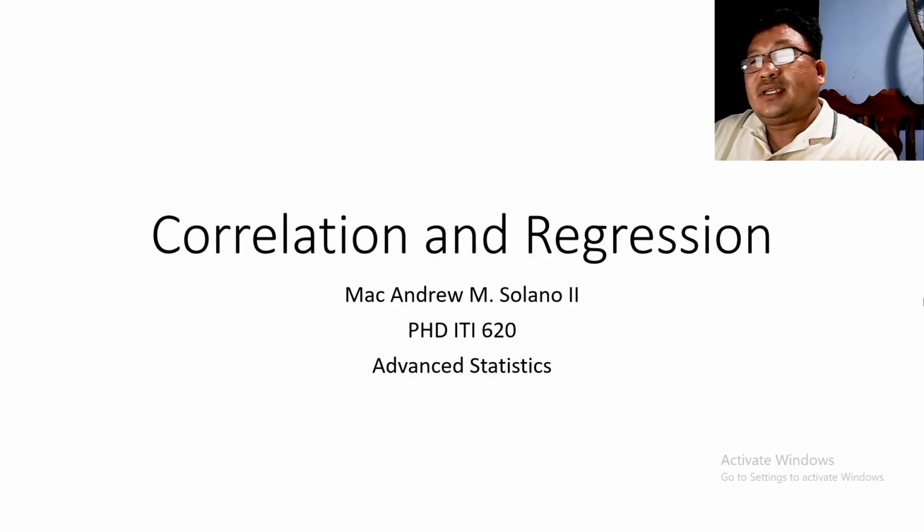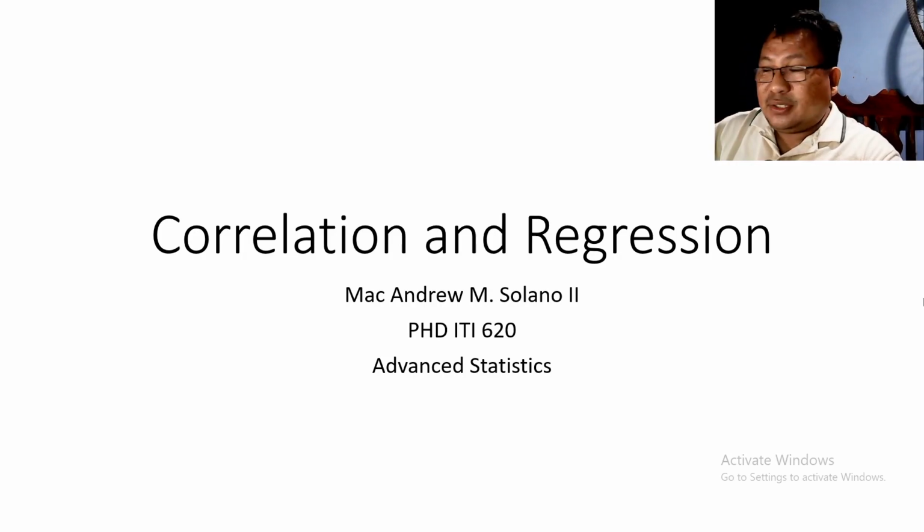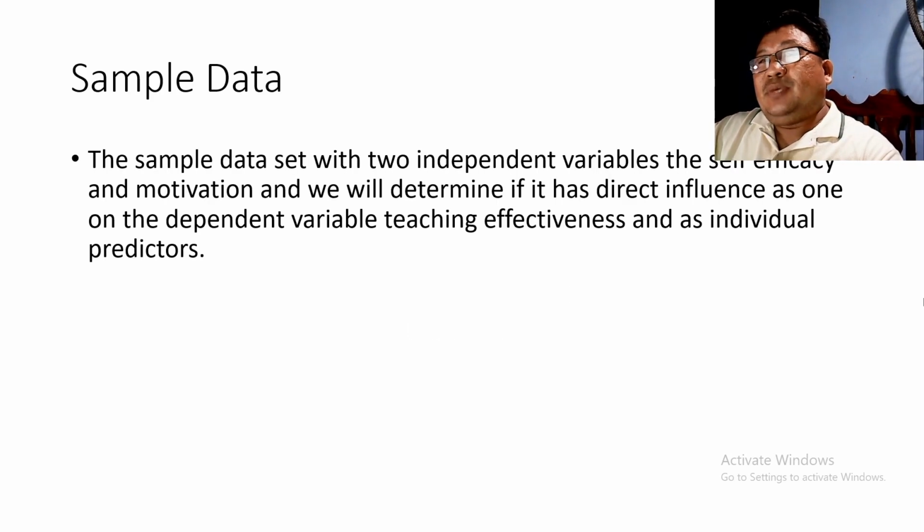Now we're going to discuss correlation and regression. So we have a sample data set with two independent variables, self-efficacy and motivation, and we will determine if they have a direct influence as one on the dependent variable, teaching effectiveness, and as individual predictors.